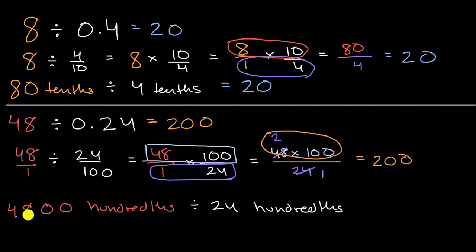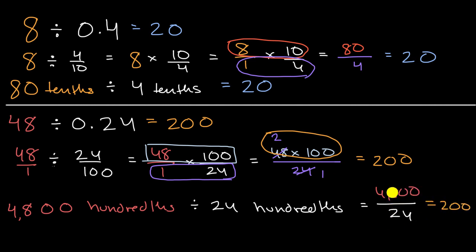So if I have 4,800 hundredths, and if I want to divide it into equal groups of 24 hundredths, how many of those equal groups would I have? Well, you would have 4,800 divided by 24 equal groups. So this is going to be equal to 4,800 divided by 24. Now 4,800 is exactly what we had up here, and so we already saw that 4,800 divided by 24 is equal to 200.